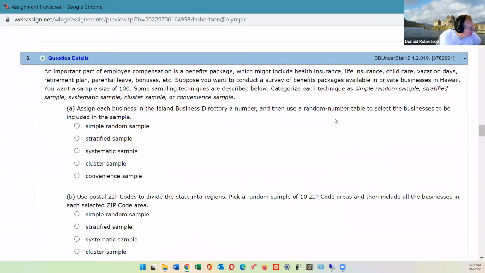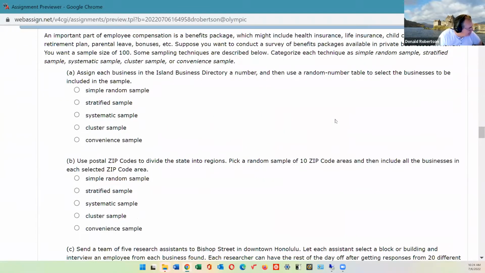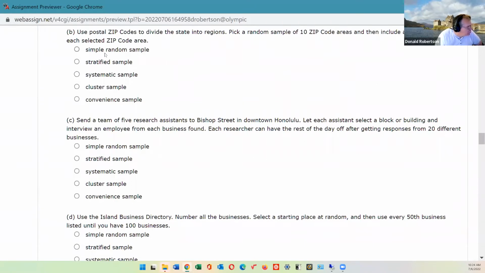So who shall I pick? Let's pick some more stories then. We're going to use postal zip codes to divide the state into regions. Then we're going to pick 10 of those zip codes and then include all the businesses in that. So that's got a structure, right? Zip codes, 10 of them, and then everybody. The key word here is the everybody.